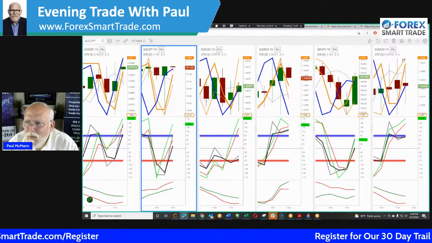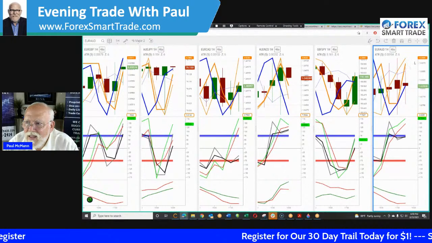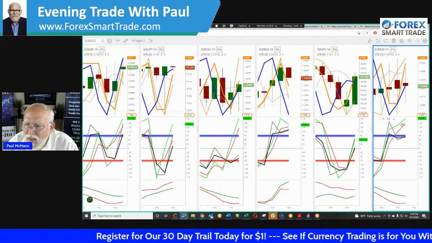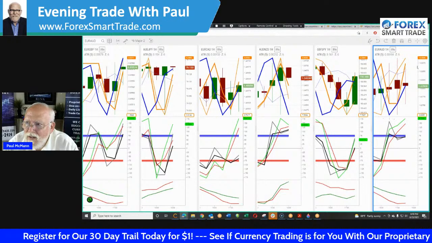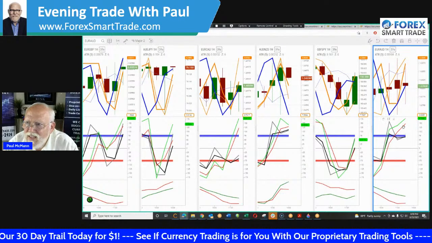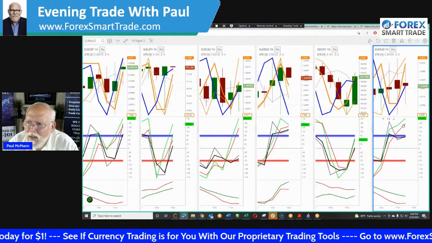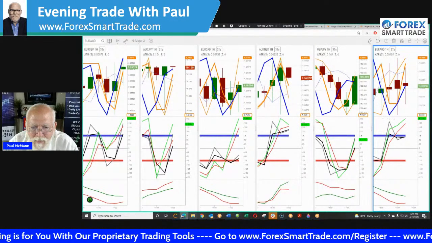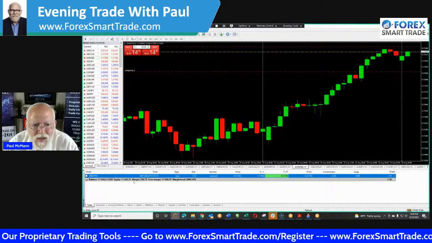Euro AUD, we're at a 10. And the majors and minors are way above 10. These lines support it. So let's take a 5 pip sell on the EUR AUD.